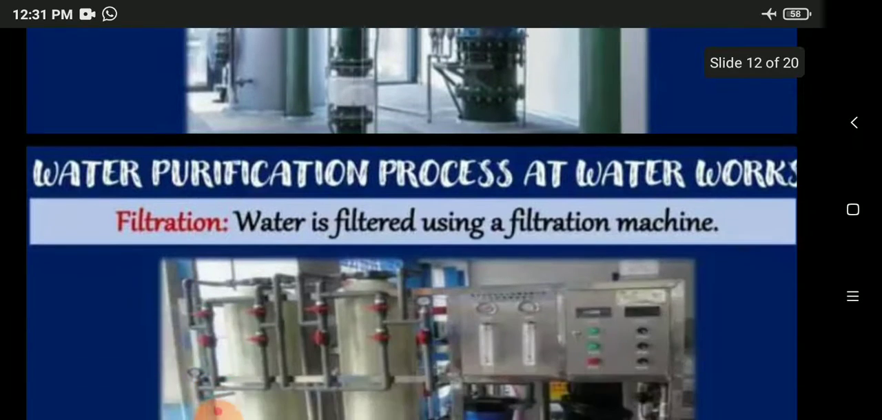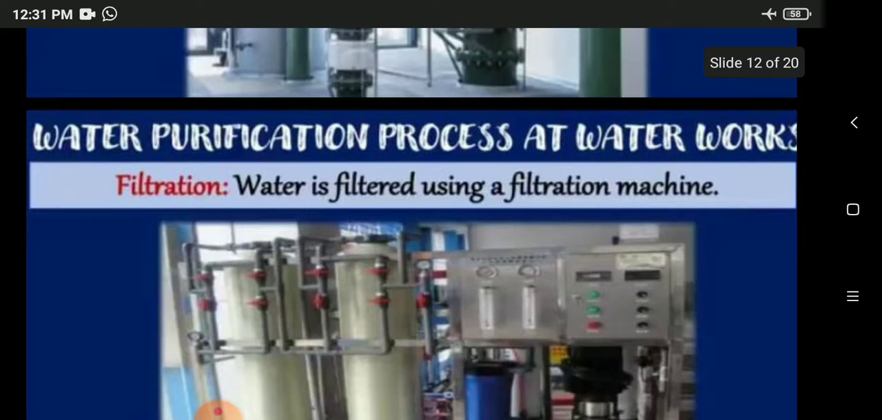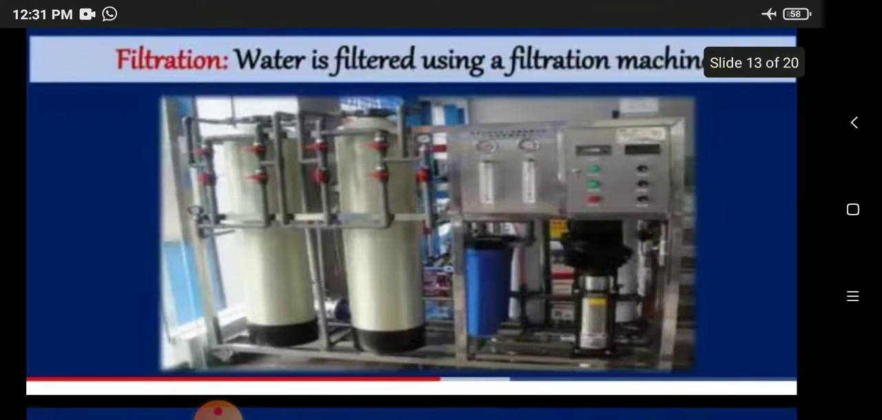And the third is filtration. How is water purified in the waterworks? Water is filtered using a filtration machine. This is a filtration machine. With the help of this machine, water is filtered and then it is sent to our buildings and all.